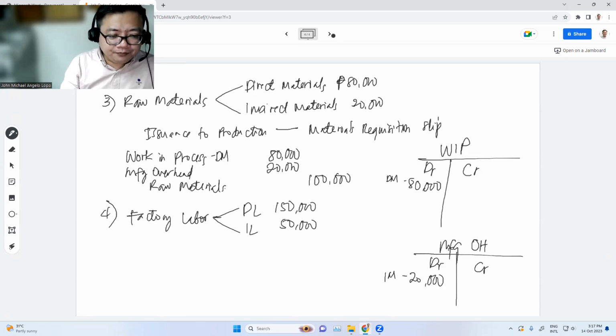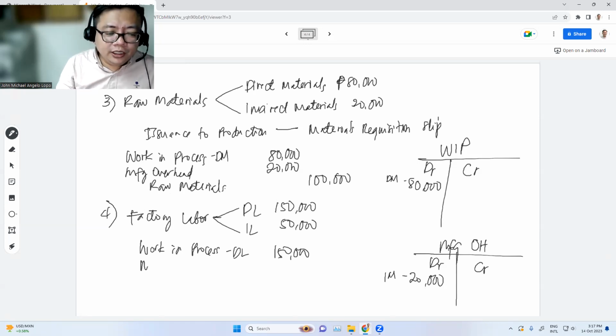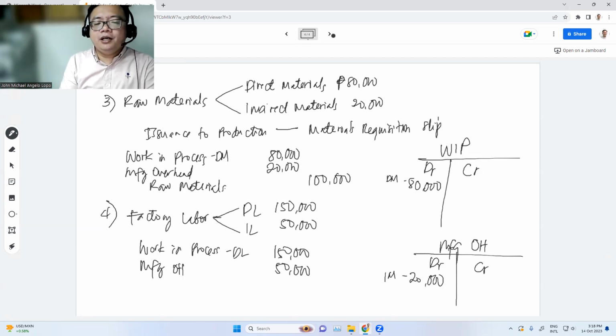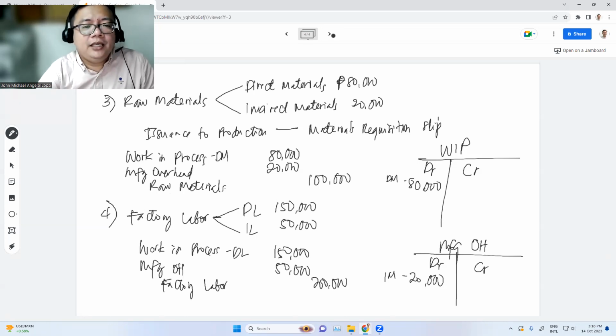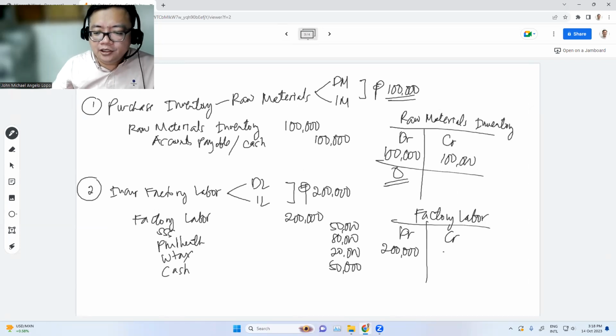Again, same as before. Work in process, particularly for our direct labor, is worth 150,000. You also have our manufacturing overhead, 50,000 again, particularly for your indirect labor. And of course, you have our factory labor. How much is our factory labor? 200,000. Meaning, this will become zero, class.